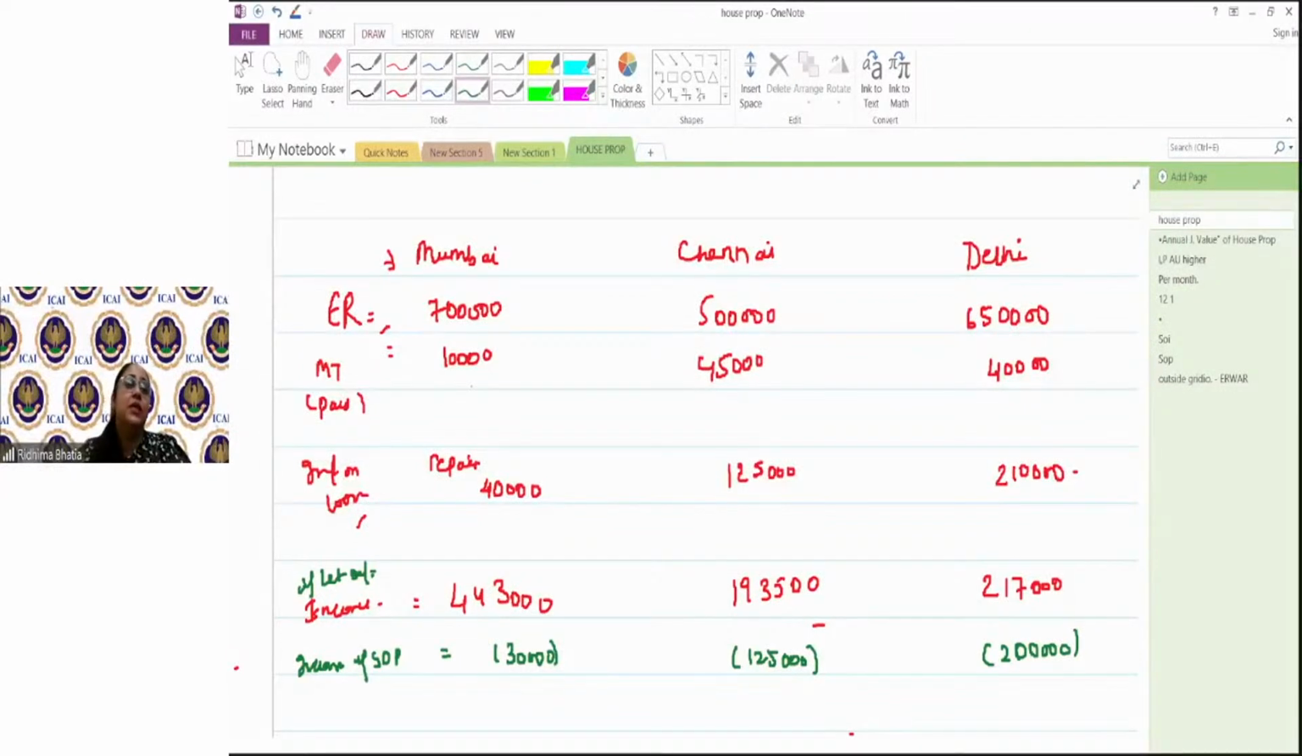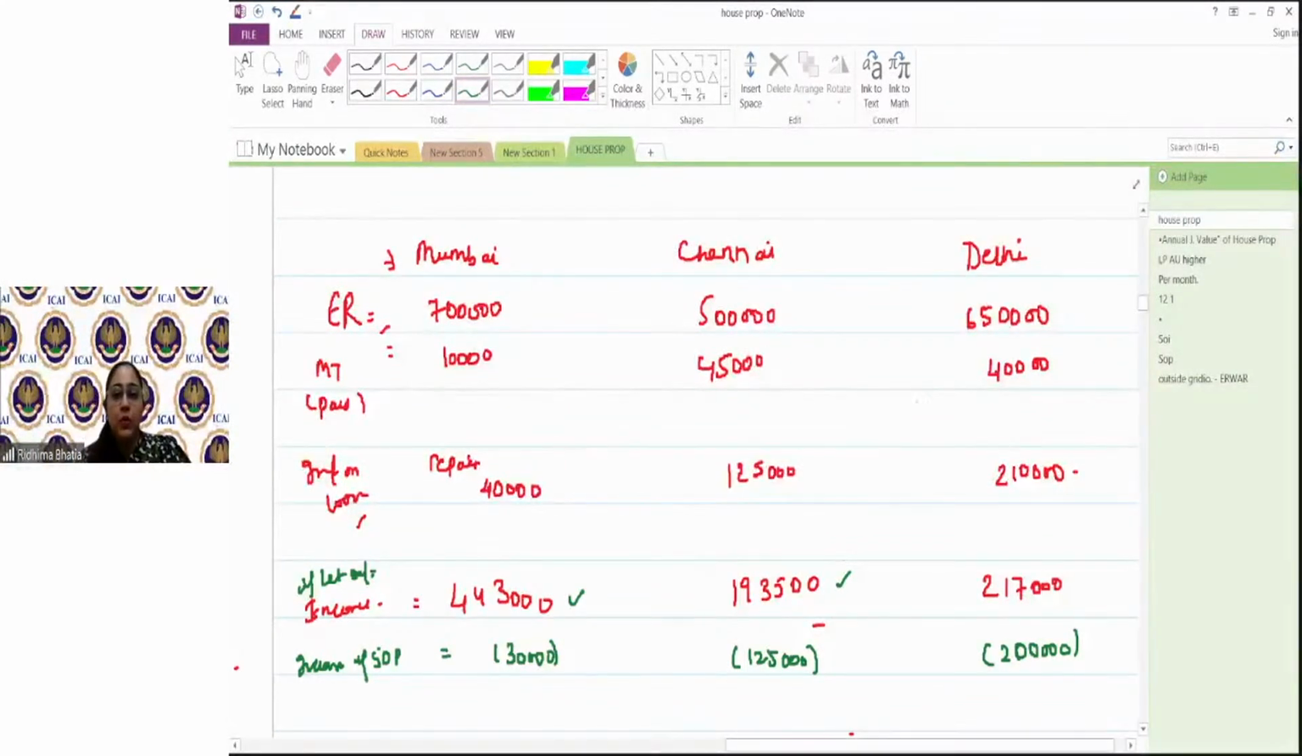जिसने यहाँ पे 30,000 किया है, guys, वो 30,000 ceiling limit is in SOP. So income from let out property would be 4,43,000 if the Mumbai property would have been let out, right? Or now Chennai का same 5 lakh is the expected rent minus 45,000. NAV आ जाएगा. NAV में से minus 30% minus 1,25,000. So if the Chennai property is let out, this would be the deemed income until unless the actual rent is much higher.